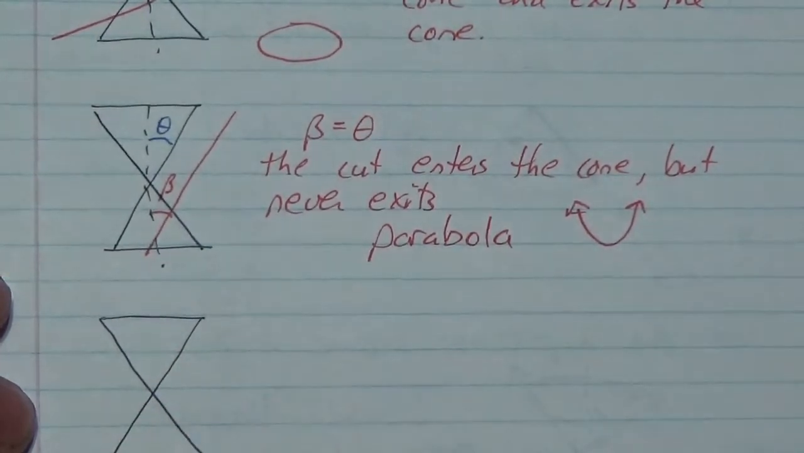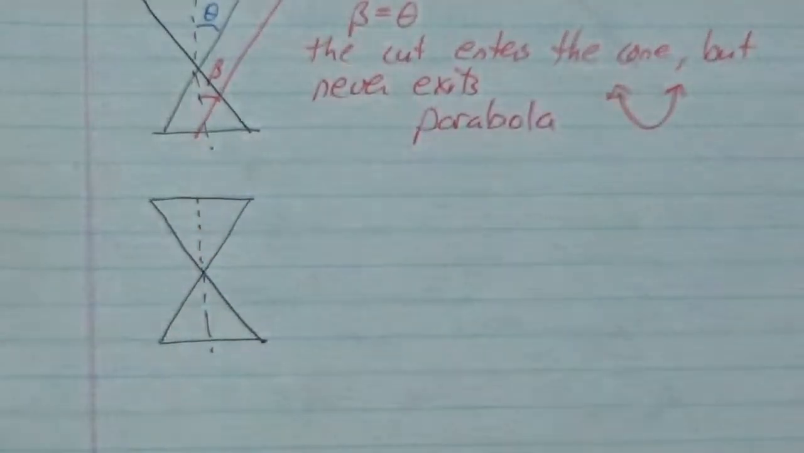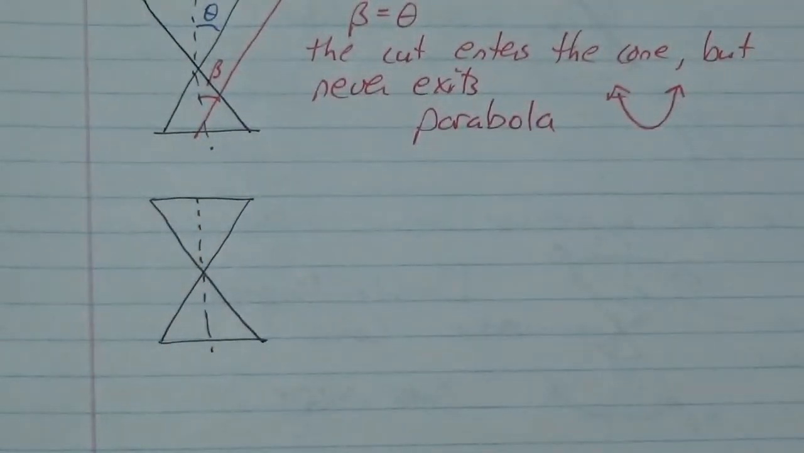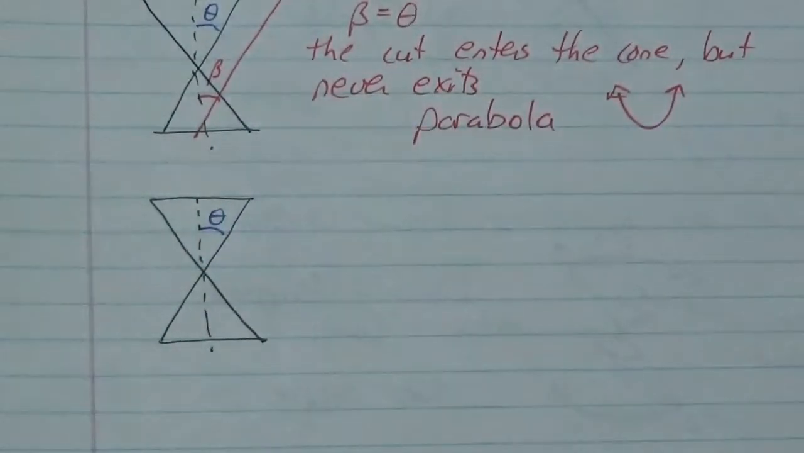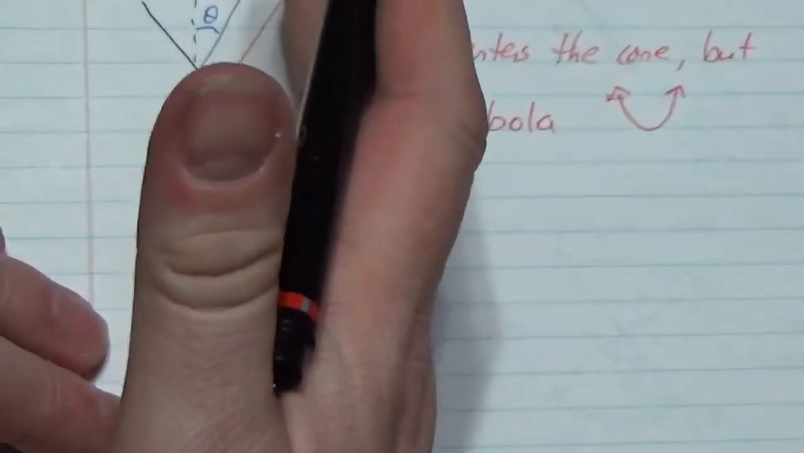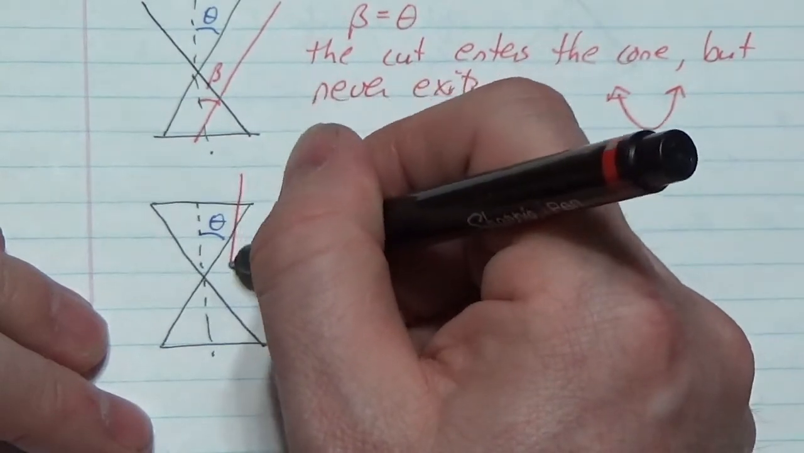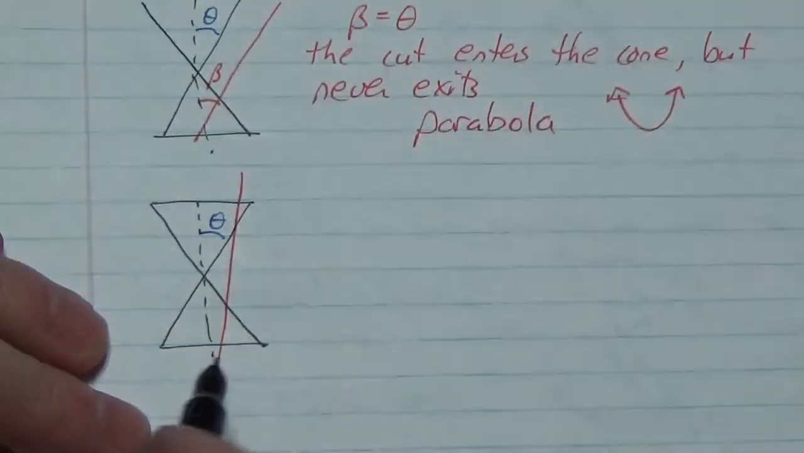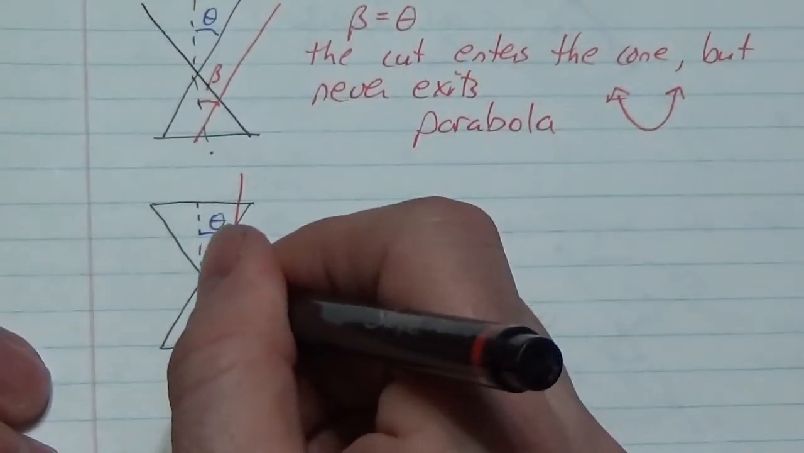So again, we're looking at our double napped cone right from the side here. Here's our axis, which gives us our generator angle right here. I wish I could draw better diagrams, but I'm hoping that you catch the sense of it. Now what I'm going to do is tilt that plane a little bit more here. I'm going to tilt it, in fact, so much that I'm actually going to hit both naps of the cone. So here's my beta again.